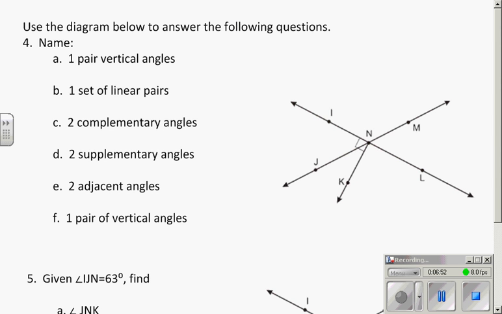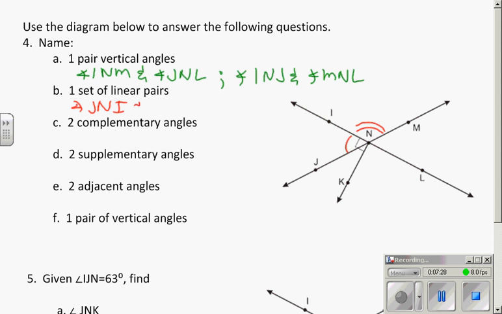Just a quick review of our definitions. Vertical angles form those V's. So I have angle INM and angle JNL as one pair. Another pair would be angle INJ and angle MNL. There are more, but those are just two. Linear pairs are going to make that line. So I'm going to use this one and that one as an example. Angle JNI and angle INM is one pair. Another pair I could use is this one and that whole one. I can just ignore ray NL, and I can use angle JNK and angle KNM.